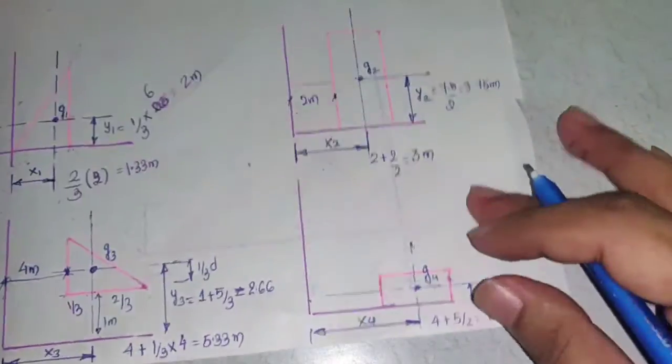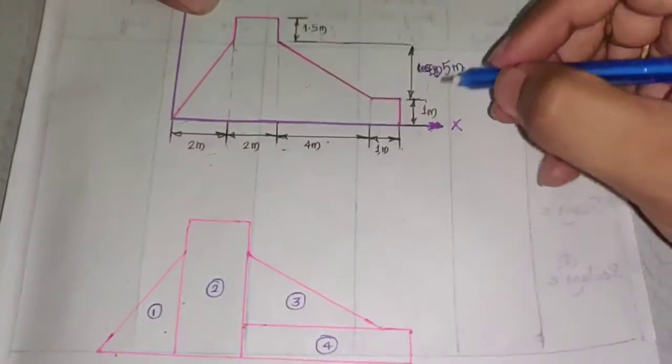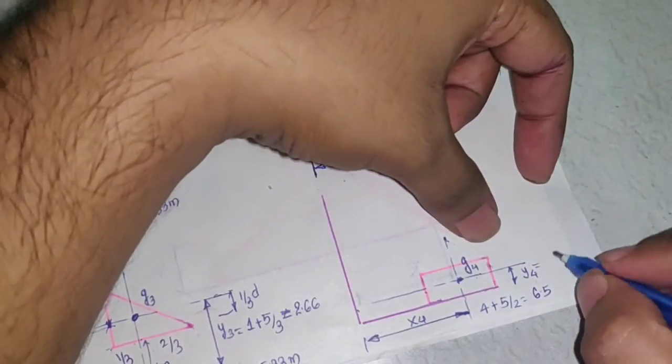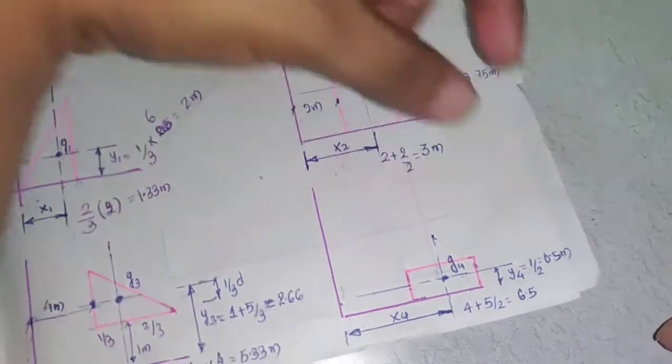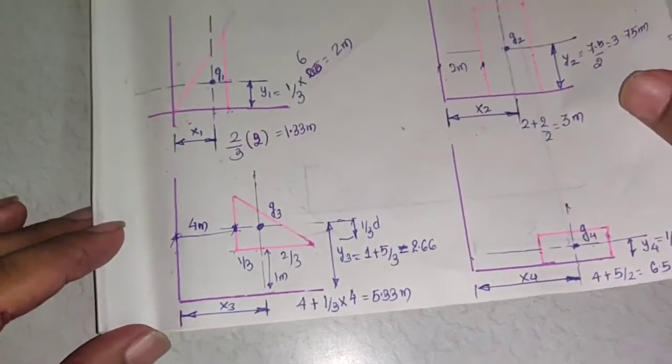Similarly, what is y4? y4 is the 1 meter depth. You can see here, this is 1 meter depth. So 1 meter, d by 2, is 1 by 2, which is 0.5 meters. So we got the values of x1, y1, x2, y2, x3, y3, x4, y4.